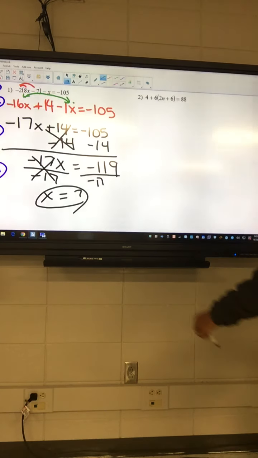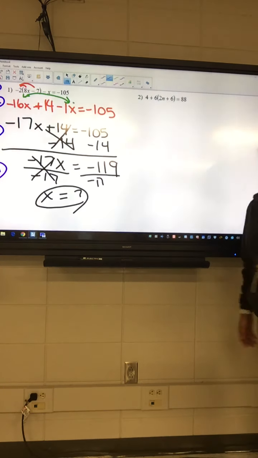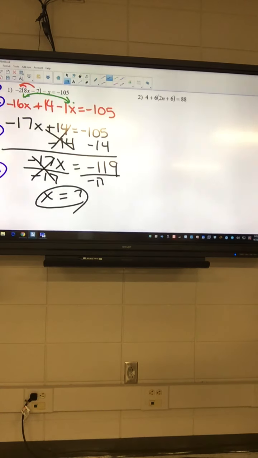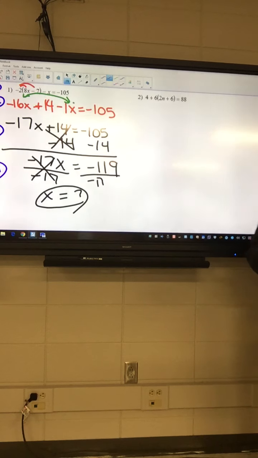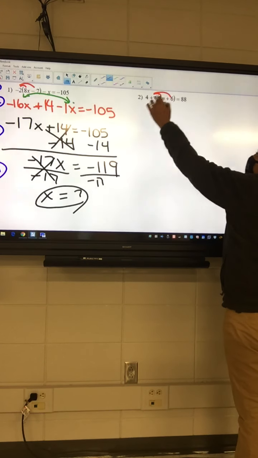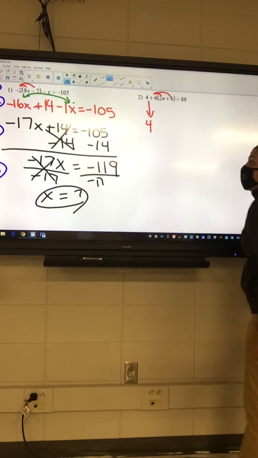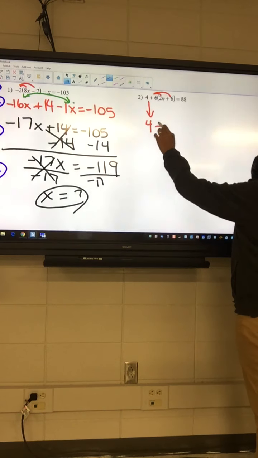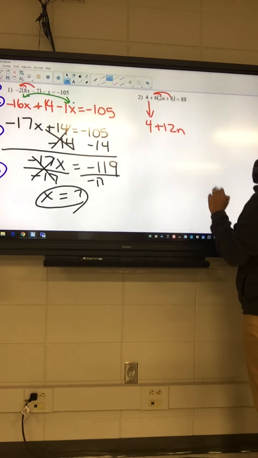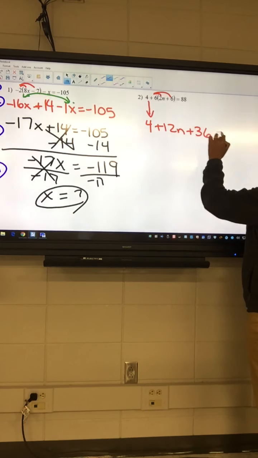What do we do first? Distribute. What do I distribute? The 6 times the parentheses. Do not do the 4 plus 6 and put 10 on the outside and then distribute that 10. It's just the 6 that's getting distributed. We can drop this 4 down for now. So 6 times 2 is 12, and 6 times 6 is 36, equals 88.